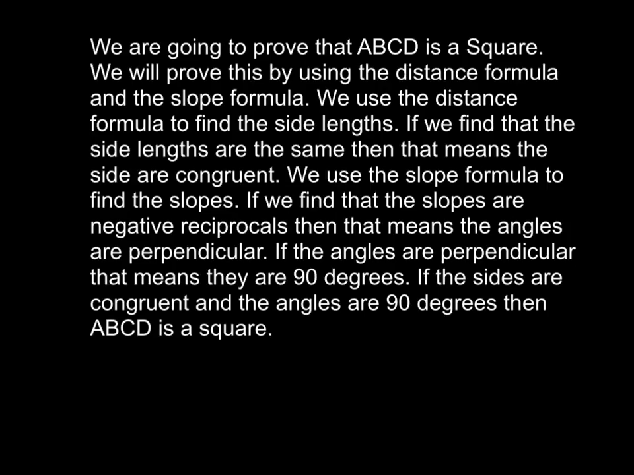We use the slope formula to find the slopes. If we find that the slopes are negative reciprocals, then that means the angles are perpendicular. If the angles are perpendicular, that means they are 90 degrees. If the sides are congruent and the angles are 90 degrees, then ABCD is a square.